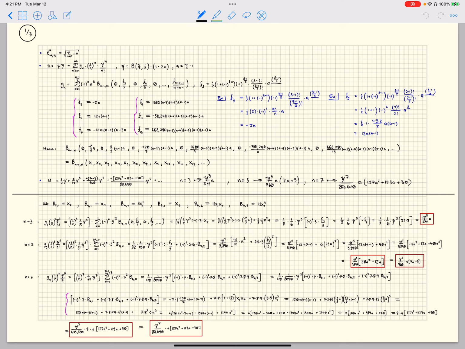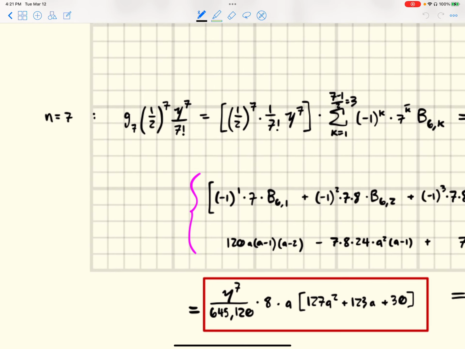And then just for completeness, I wanted to show how you do this for n equals 7 as well. I'll just briefly skim over this. Pause the video if you want to do the algebra yourself.